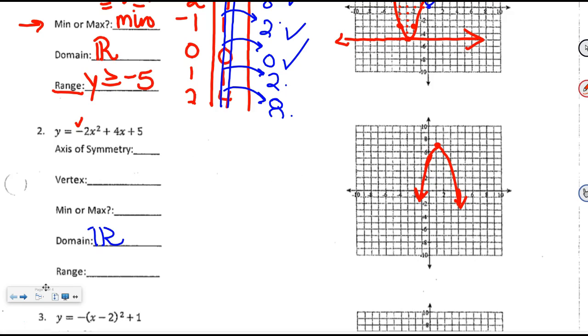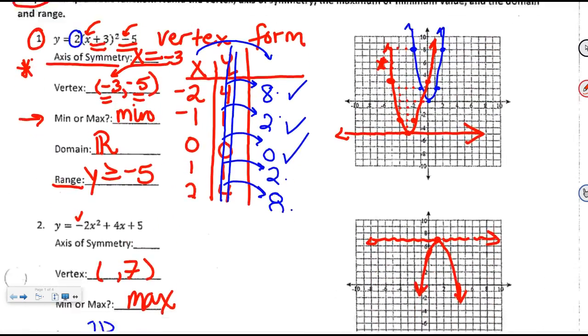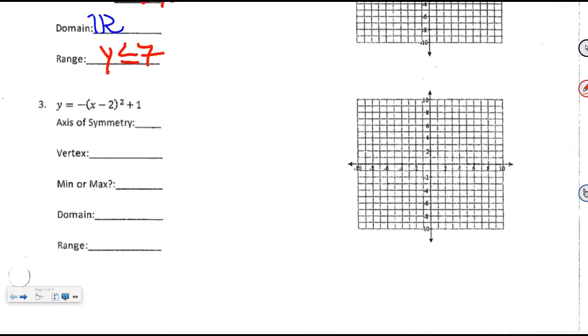My range, again, is controlled by the y coordinate of the vertex. And you can see up here, once I've graphed it, my y's are all under that. So I'd say y less than or equal to 7. And that's a max. I don't think I answered that question. So those are the two kinds that you're going to need to know how to graph when they're in the different forms.